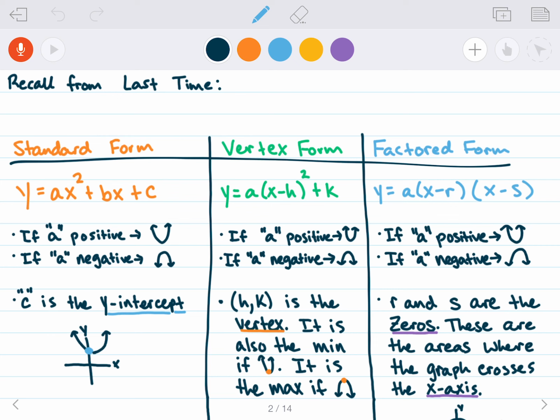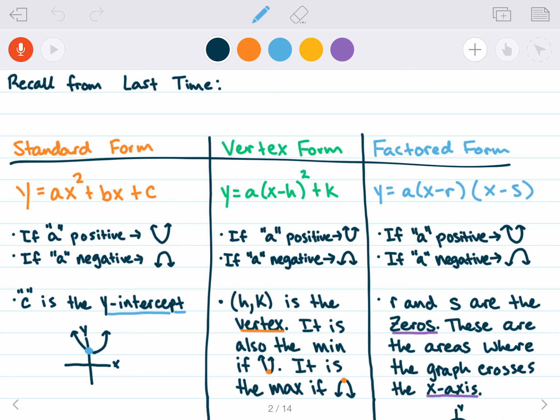We had standard form, ax squared plus bx plus c. If a was positive, we knew it opened up. If a was negative, it opened down. And c was the y-intercept. Vertex form, a times x minus h squared plus k. Again, if a is positive, it opens up. If a is negative, it opens down. And h comma k was the vertex, aka the minimum point, or if it opens downward, it's the maximum point.